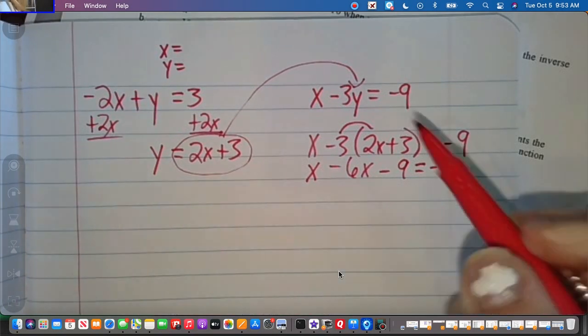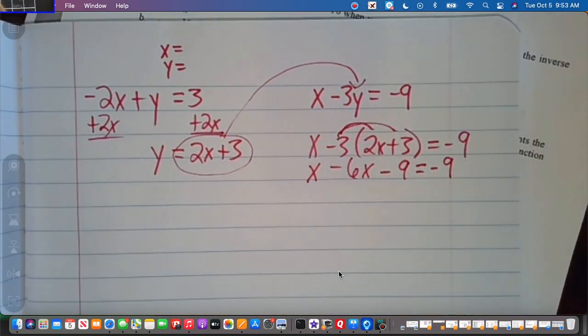Okay, let me stop right there and see if there are any questions. Negative 6x and negative 3 times 3 is negative 9. Equals negative 9. Any questions? Why did you make it minus 9? Because the negative 3 times the positive 3 was a negative 9.